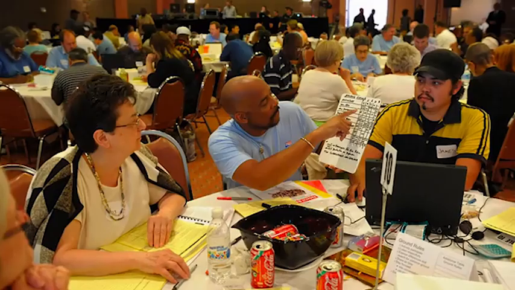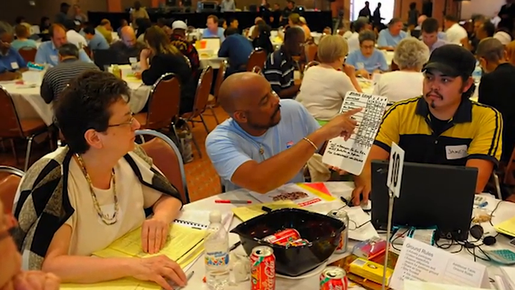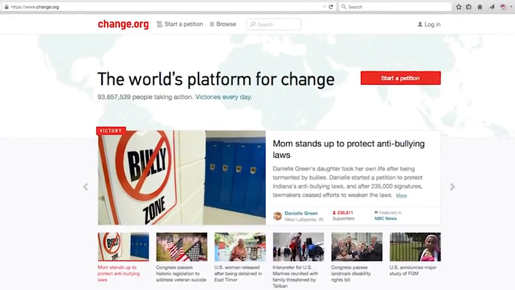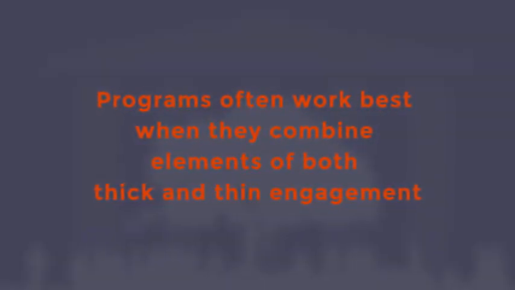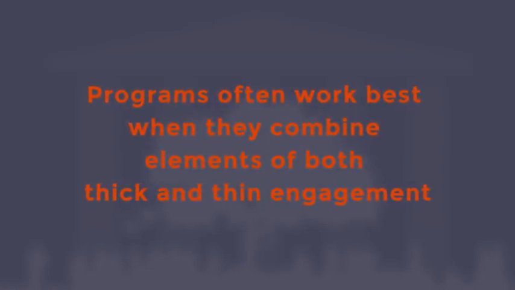Thick engagement refers to a style of citizen engagement where citizens deliberate policy matters in a very deep and substantive way, often in small groups. Thin engagement refers to quick and simple engagements that focus on mass participation, such as petitions and surveys. We saw that both thick and thin engagement processes have their own strengths and weaknesses, and programs often work best when they combine elements of both thick and thin engagement.